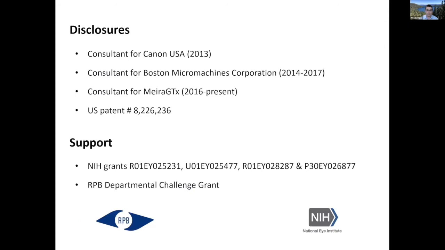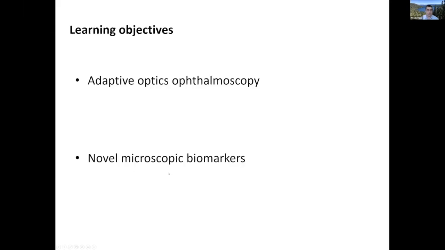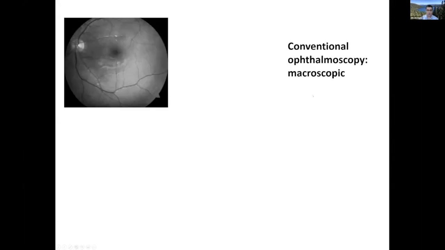So let me start by disclosing that I have been a consultant for a couple of companies, and none of them is relevant to the work today, and that we had some support from the National Eye Institute and RPB. The learning objectives for today are to understand a little bit about what adaptive optics ophthalmoscopy can do for optic neuropathies, and also to review a couple of novel microscopic biomarkers that are applicable to these conditions.